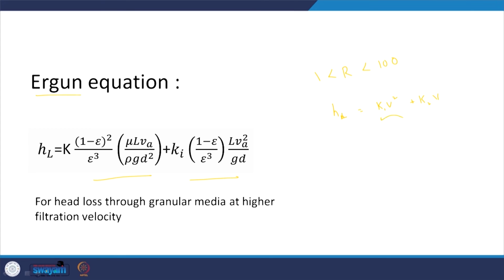When you see something like this, that means this is for the case when you have relatively faster velocities at play, and thus it is not laminar conditions, but maybe transition flow. If not transition, just about reaching transition, again Forchheimer's flow, let us say. That is why you have two terms, one with V and one with V square. Again, as can be seen, this is for head loss through granular media at higher filtration velocity, with respect to the Forchheimer's flow that we talked about earlier. This is the Ergun equation. So, let us see what we have.